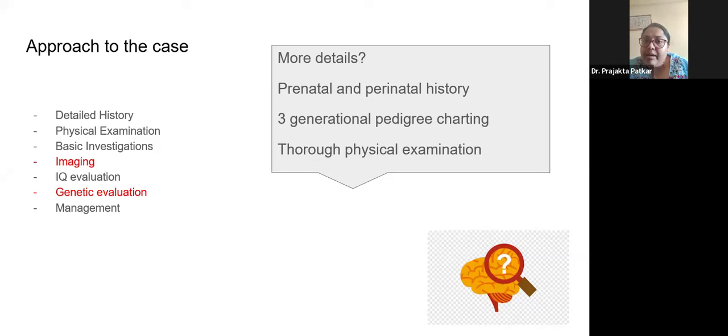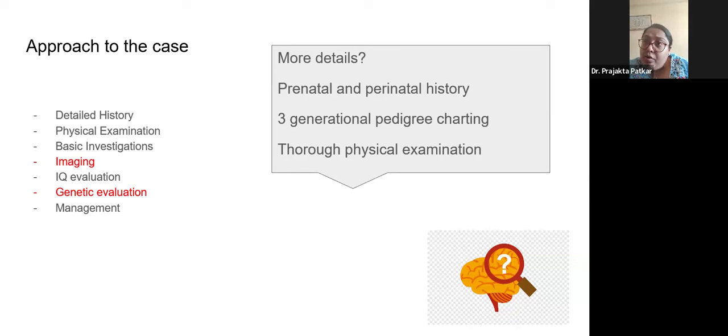Apart from that, we do need to have a thorough physical examination, and the reason for this is because there are a lot of genetic syndromes which would have intellectual disability as a part of their syndrome. It can be Down syndrome, fragile X, phenylketonuria, multiple of them, but they will have some dysmorphic features which should not be missed out, because there can also be other medical comorbidities if there is a genetic syndrome. It's very important to have a thorough physical examination along with other basic investigations.